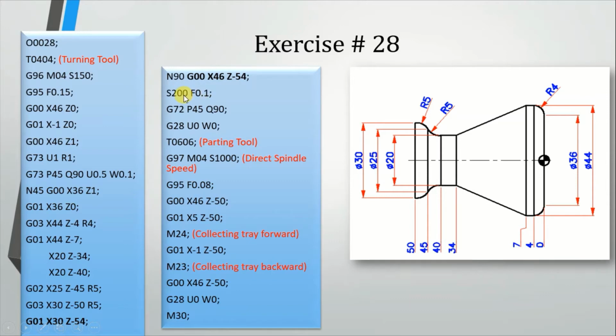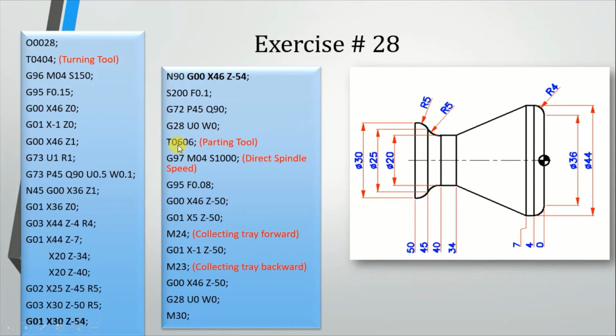Now S200, we increase the cutting speed, so RPM will be more, and decrease the feed, before it was 0.15, now 0.1, you can keep 0.08 or 0.1. And then the finishing command G72 P45 Q90, we need finishing from P45 to Q90. Now you remember before we left half millimeter, now it will be 0 with this command, and then home position G28 U0 W0. Before we had M30 here, now we will not write M30 because we want to cut this workpiece with the parting tool.